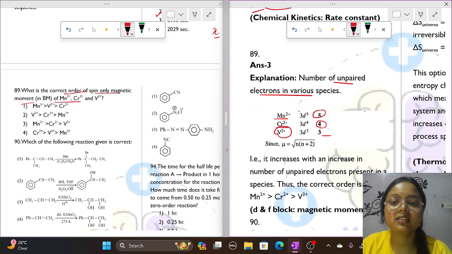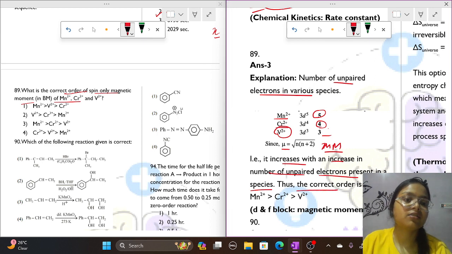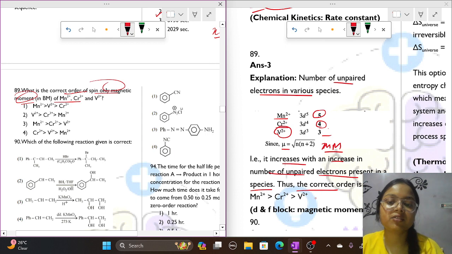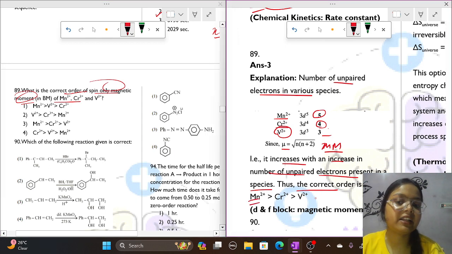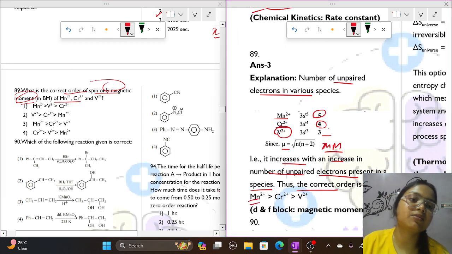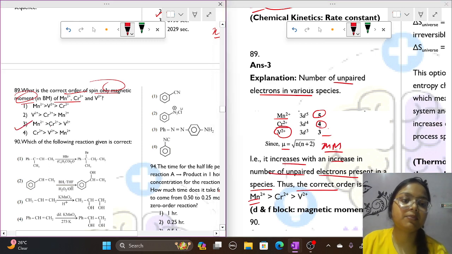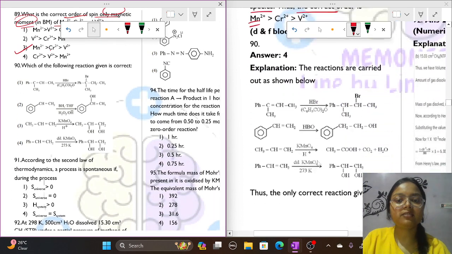Since mu is equal to under root n(n+2), this is the magnetic moment formula. It increases with increase in the number of unpaired electrons present in the species. The greatest number of unpaired electrons is in Mn+2. So Mn+2 has the greatest, then Cr+2, then V+2. Option number 3.